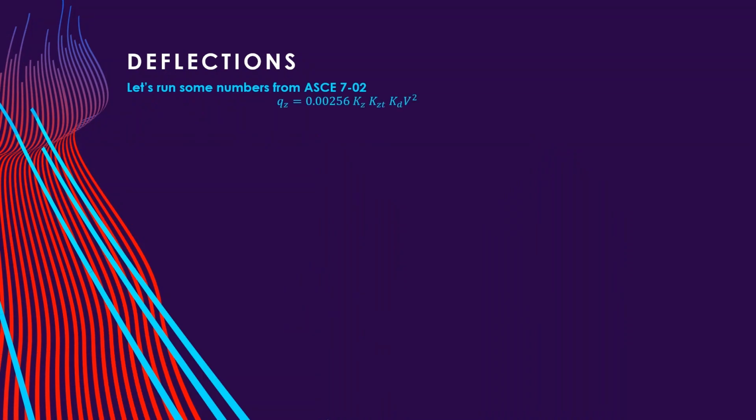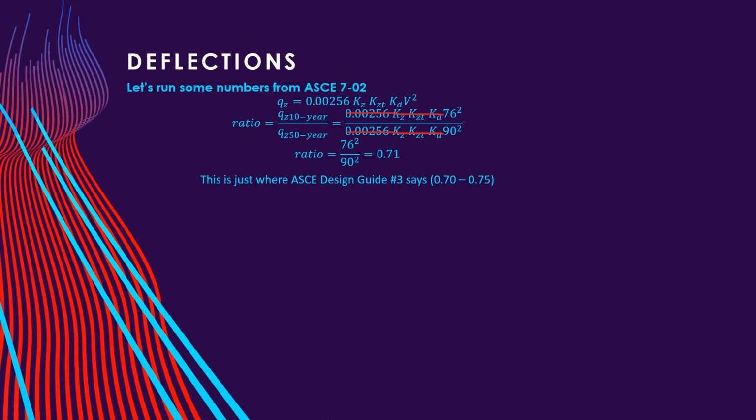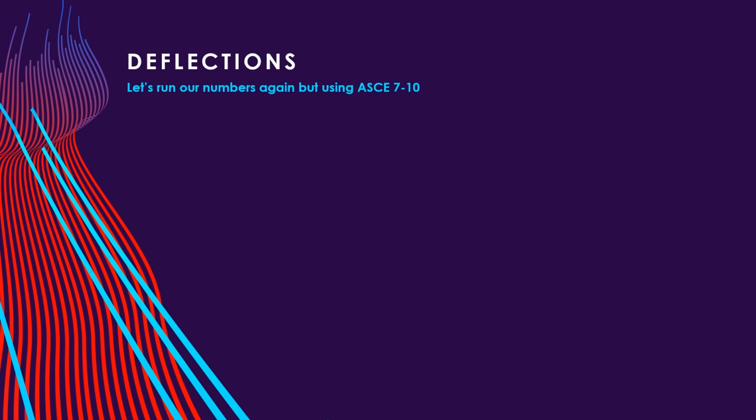So let's just run some quick numbers, AISC 702. So there's the formula for your wind pressure, right? And so we take a 10-year over a 50-year, and these values are the same, so we can just cross those off. So we get 76 squared over 90 squared, and that ratio is 0.71. And that's right where Design Guide 3 says we want to be. We want to be between 0.7 and 0.75 to get to the 10-year wind, all right?